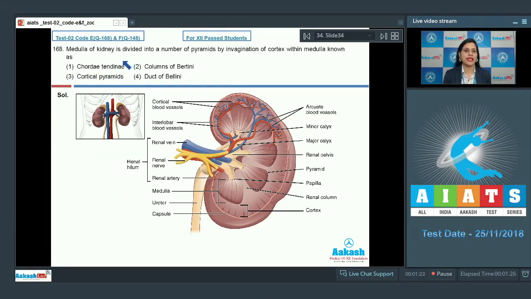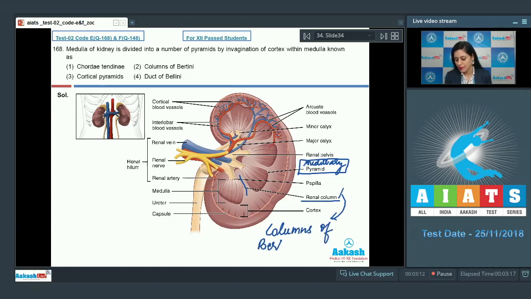Question number 168. Medulla of kidney is divided into a number of pyramids by invagination of cortex within medulla known as. And as you can see in this diagram, the cortex will invaginate into the medulla within the kidney and form these pyramids known as medullary pyramids. And these invaginated parts are known as renal column, also known as columns of Bertini. So the correct answer for this question is option number 2, that is columns of Bertini.